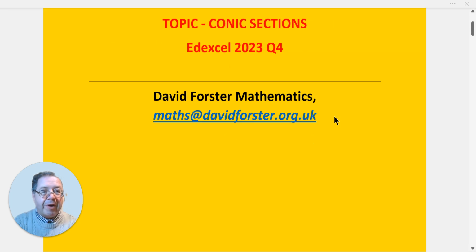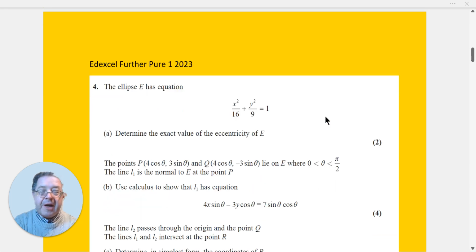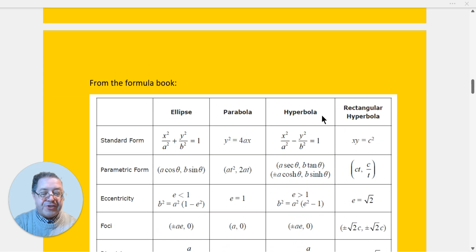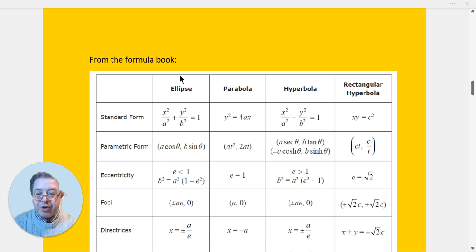This question requires us to use the standard properties of an ellipse, and these are listed in the formula book. So I suggest when you try these questions, you find the page in the formula book, which looks like this. Have it open before you, so even when you think you know the formulas, you can double check that you've got them right. It's very easy in an exam to get a plus or minus in the wrong place and to mess up in that way. So have the page open.